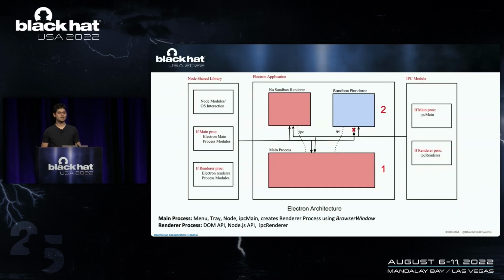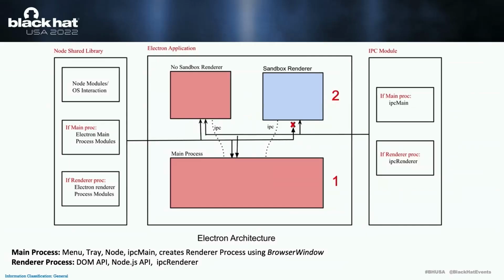Before diving into the bugs, it is important to understand the architecture of Electron. Within Electron, there are two types of process. The first one is the main process, and the second one is a renderer process. The main process is the starting point of all Electron applications. The main process can create multiple renderer processes using a class called BrowserWindow. It also has access to native GUI APIs to create objects like menu and tray. And it is important to note that there can be only one main process.